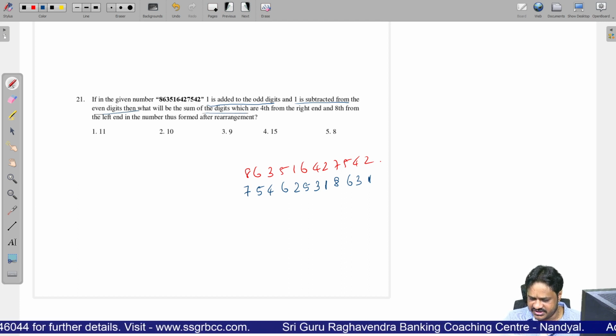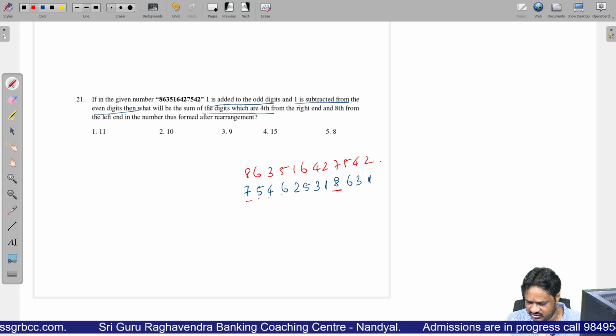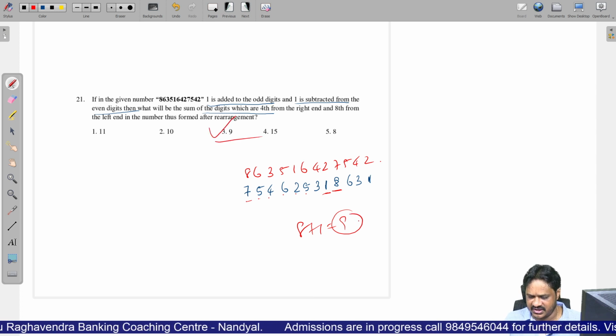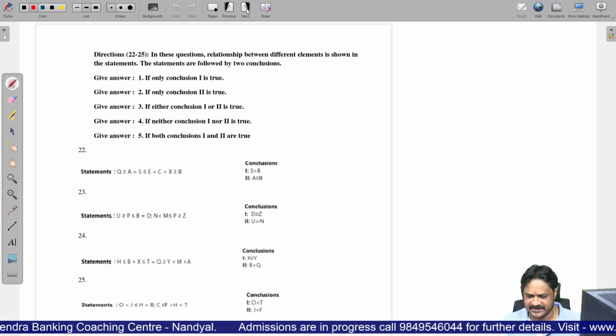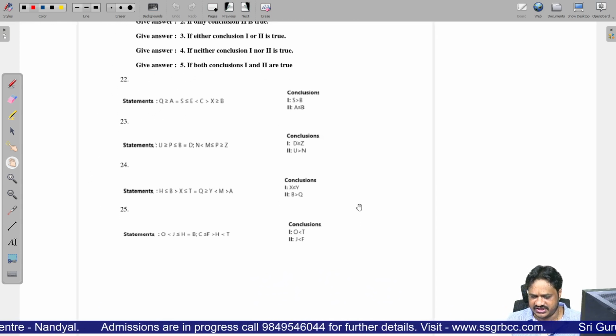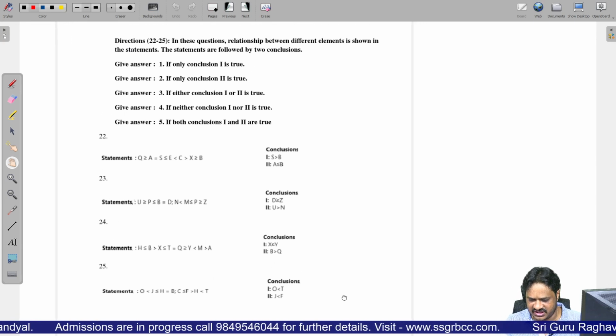Then what is the sum of the digit which is fourth from right, and the digit which is eighth from left? Fourth from right is 8. Eighth from left: 1, 2, 3, 4, 5, 6, 7, 8. That is 1. So the sum of 8 plus 1 is nothing but 9. 3 is the correct answer. Let us see the next one. Here these are called inequalities, greater than, lesser than. Let us answer the questions.